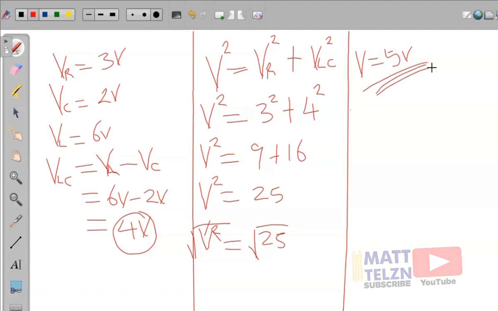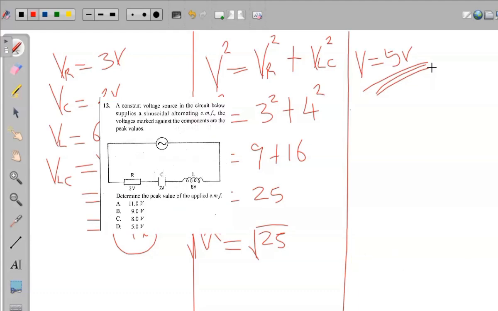This is my peak value of the applied EMF, and when you check from the question, it is option V.